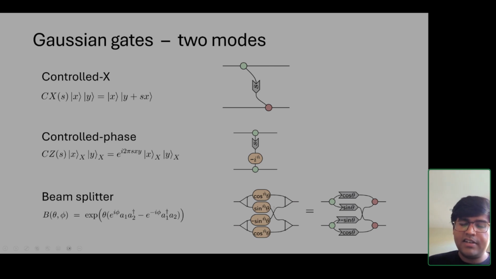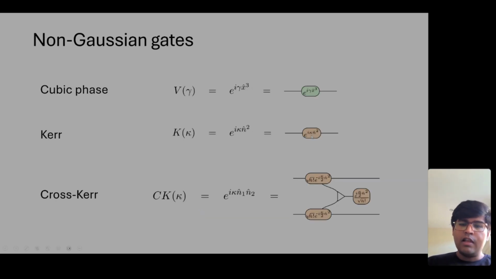And finally, you have the beam splitter, and there are two ways of drawing this beam splitter. This can be implemented with linear optics, and usually it's very easy to do. Now, to enable universal quantum computation, we need at least one non-Gaussian gate. And usually that's the cubic phase gate. It's called cubic because it's e to the i gamma x cubed, where it's a function of x.